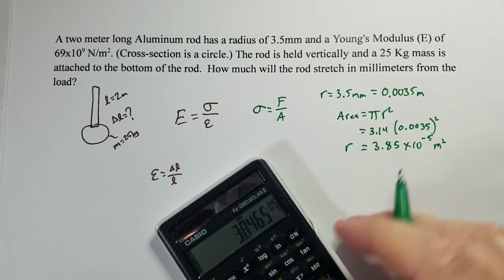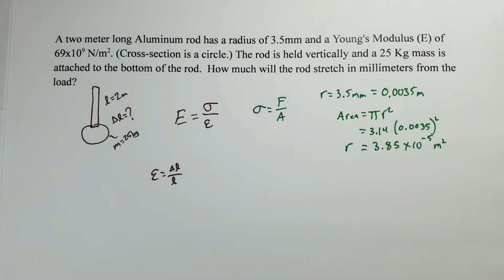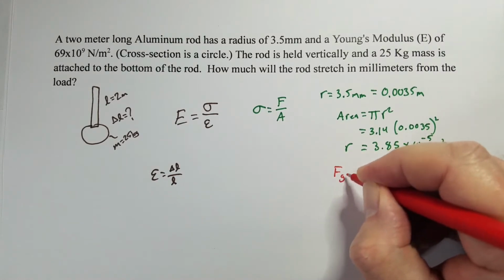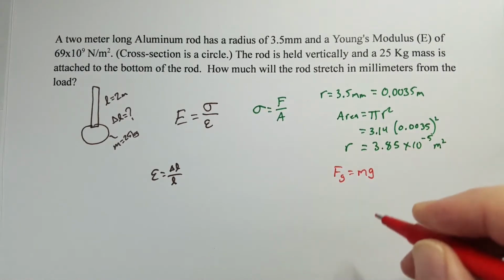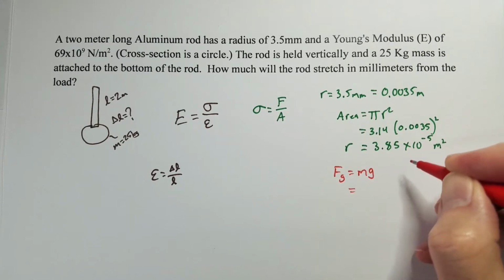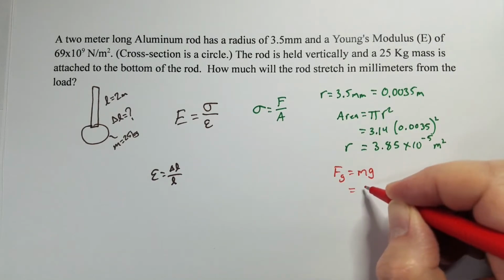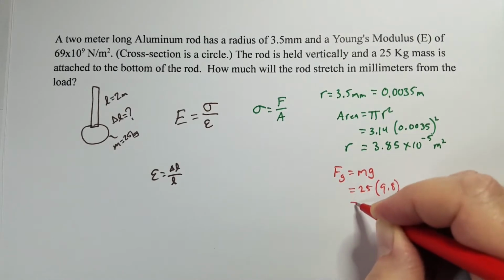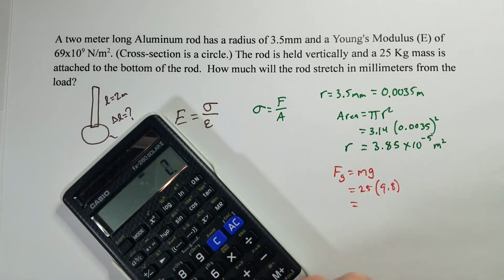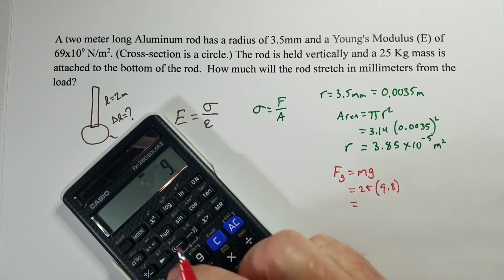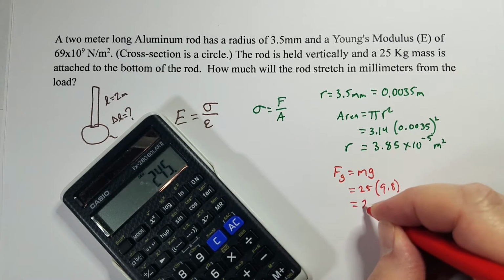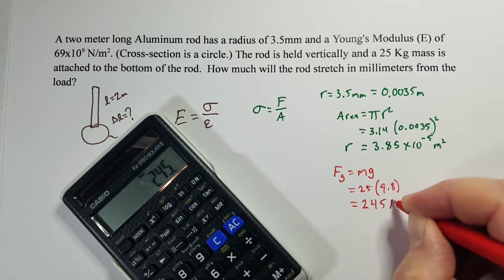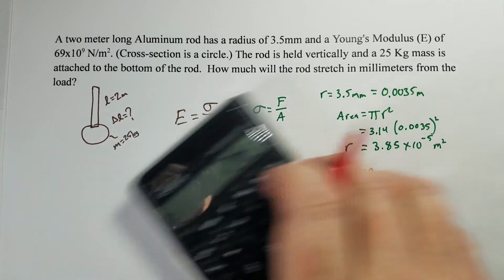So that's our area. The force we put on there is the weight of that 25 kilogram mass. So I want to figure out the weight of that object. Weight's mass times gravity. And I'm going to use 9.8 for gravity. And we get 25 kilograms times 9.8 meters per second squared gives me a weight of 245 newtons. So that's the force we've put on this.